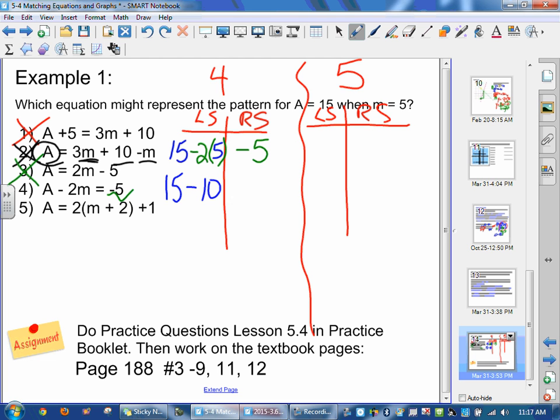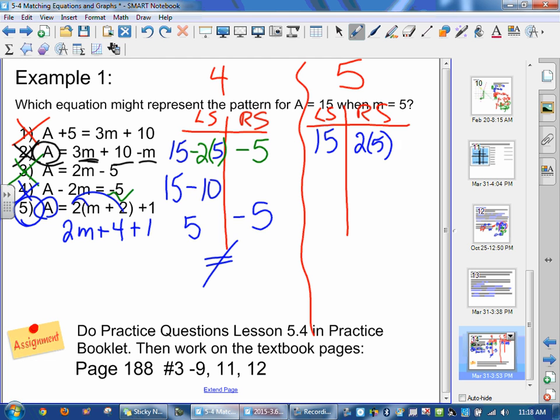So we've got 15 on the left for A. Got my A on the left. So now I'm going to multiply this guy in the brackets. So I've got 2m plus 4, plus 1. If you didn't want to do that, you could just put m where it is. M is 5. 5 plus 2 is 7. 7 times 2 is 14. We'll get the exact same thing as we do the other way. So I'm going to have 2 times 5 plus 4, plus 1. That's going to give me 10 plus 4 plus 1, which is 15. So 15 equals 15. So my left side equals my right side. This is the correct solution.